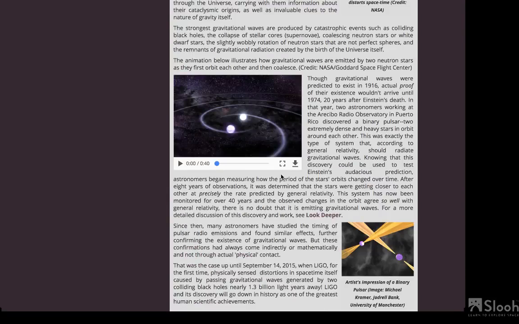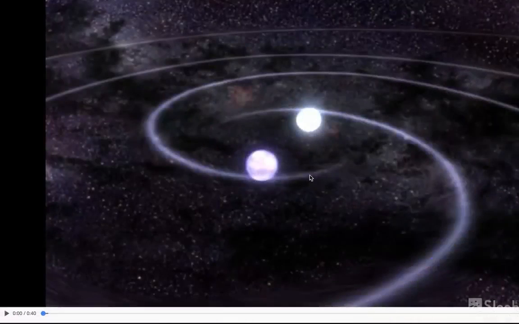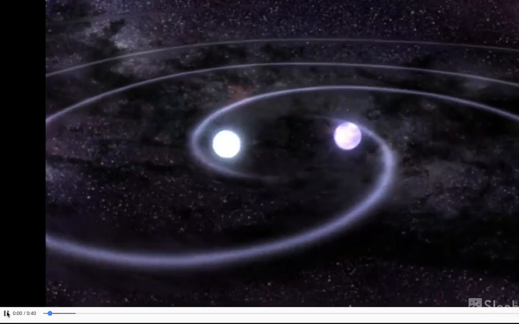What I'm going to play for you now is a video of the detection. It's just like an animated video, but it's an animation of two neutron stars as they orbit each other and then coalesce into one object. Let me see if I can make it full screen. Can you see that? Yes, I think you can. Cool. So I'm going to play this.